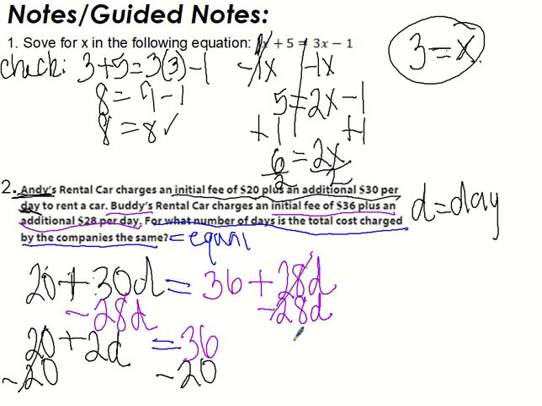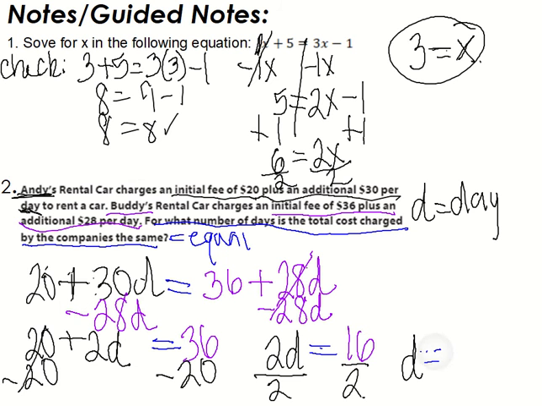And I'm going to get 2D equals 36, take away 20, 16. And then we're going to get rid of our coefficient. So we're going to divide by 2. And we're going to get that D equals 8.